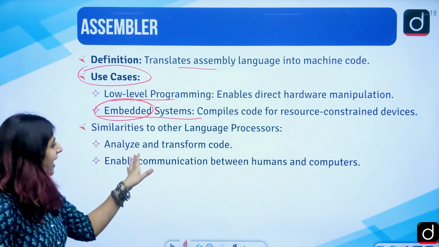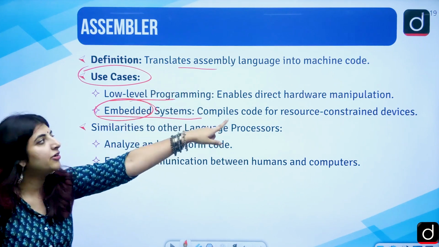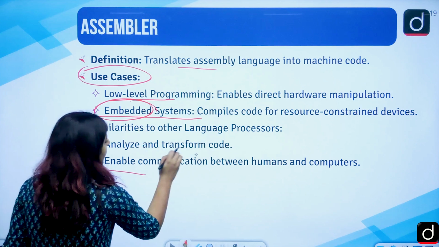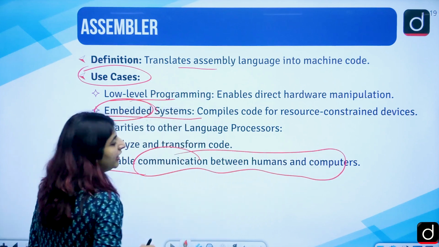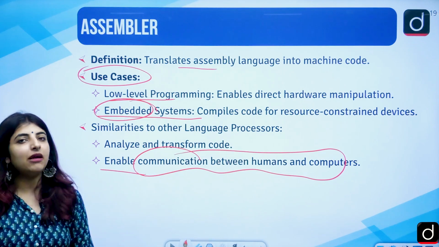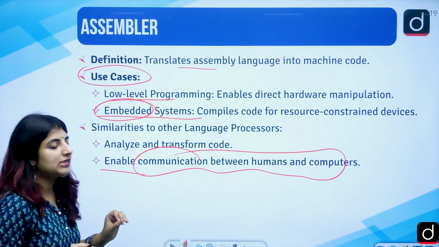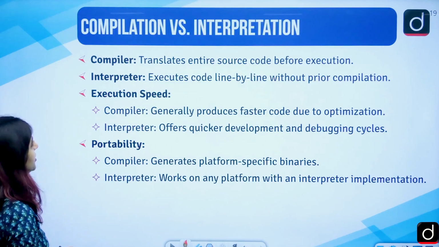Similarities, again, it analyzes and transforms code. What kind of code? Assembly language to machine level language. But it also enables, again, the communication between humans and computers. So the similarities are same for the three types of translators, language translators, processors that we have covered till now.